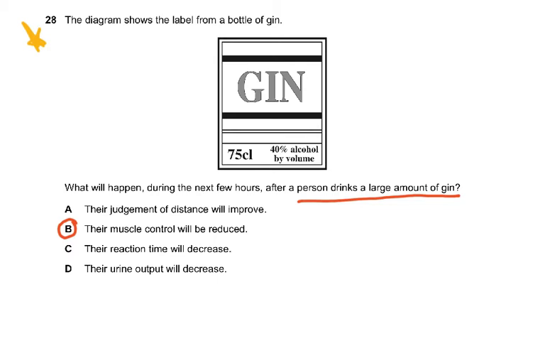So their reaction time will decrease? No, their reaction time will increase because they will take longer to react to a situation. Alcohol results in a lot of drunk driving accidents. They're driving, they need to apply brakes, and normally do it in 10 seconds. Now they will take 15 seconds and they'll hit the car or they'll hit the tree or they'll hit the person crossing the road. Their urine output will decrease.